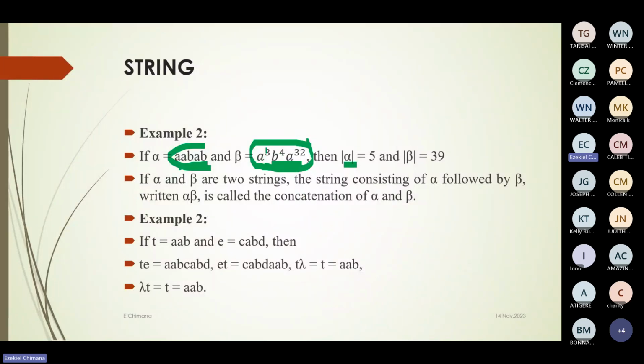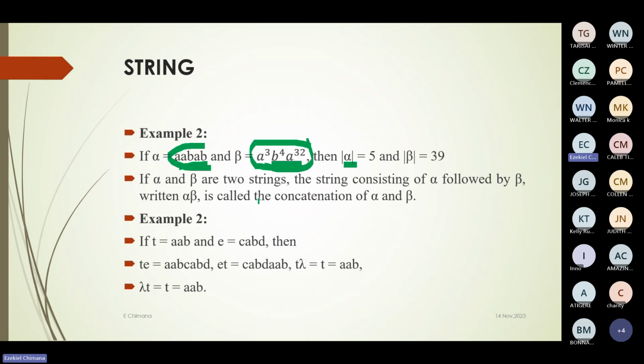So in other words, A cubed is just a list of A where we have 3 A's, and then B to the power 4, we have 4 B's, and then we have 32 A's. If you add all of them, you get 39. So in other words, the modulus of alpha is just the length of the string.